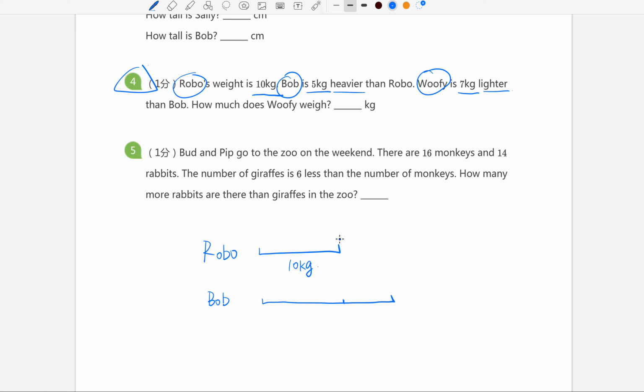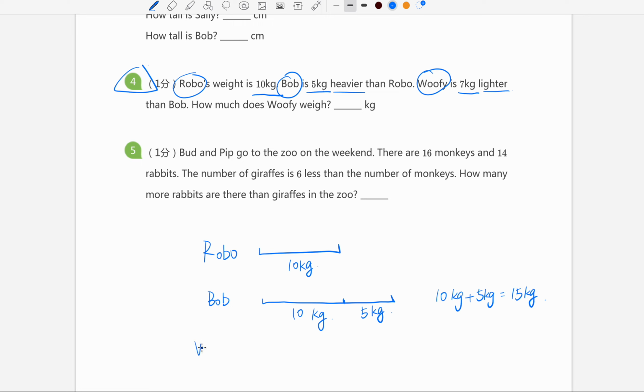So how much longer? It will be 5 kilograms heavier. So this part will be 5 kilograms. And now for Bob's weight, we know this part will be the same, which is 10 kilograms. So now we know for Bob, it will be 10 plus 5. The weight of Bob is 15 kilograms.